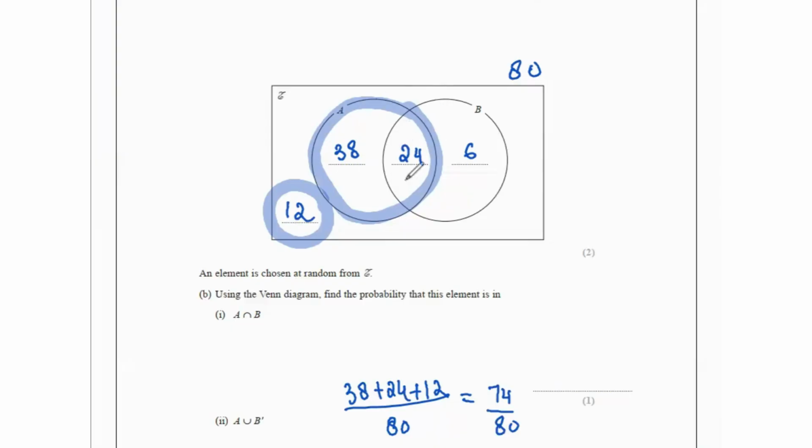When it's union, then you include the entire set for A and everything that's outside of A as well. But if it's intersection, then you would have just chosen 38. So 38 over 80 would have been the probability for A intersection B complement. But when it's union, then it's everything in A and outside of A as well.